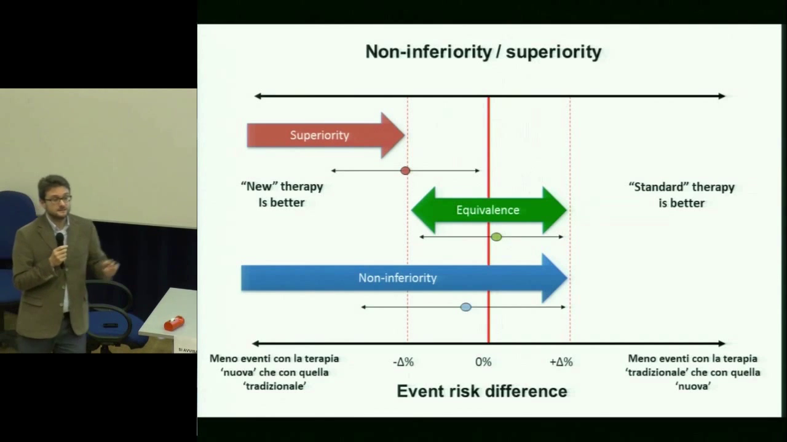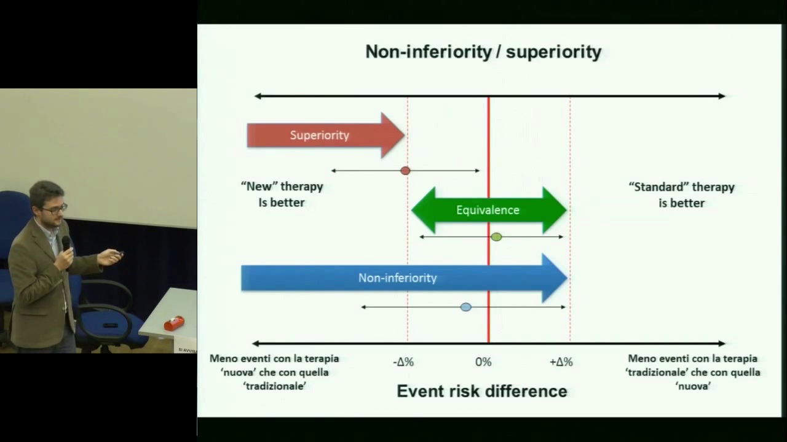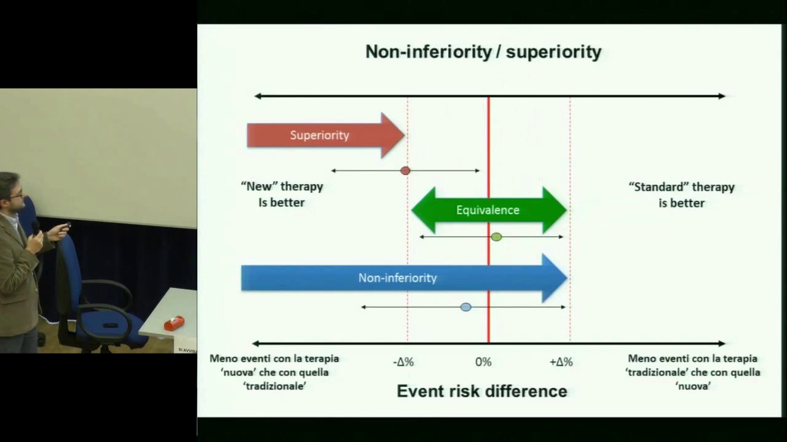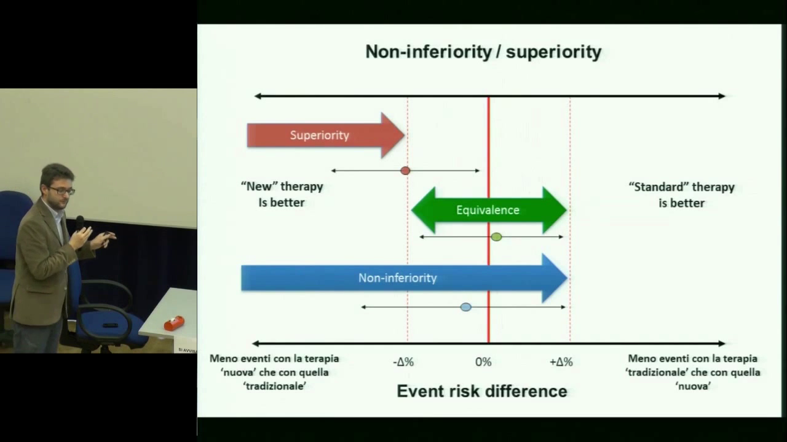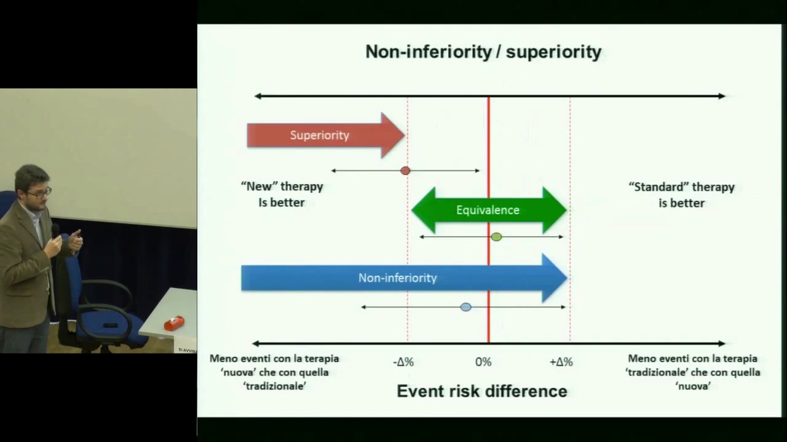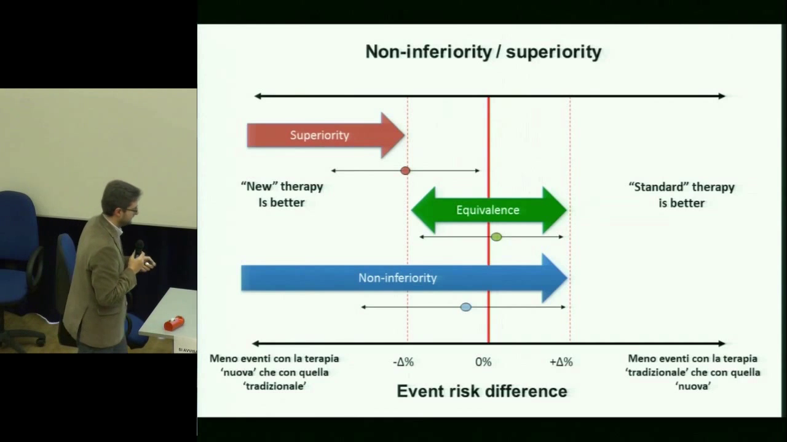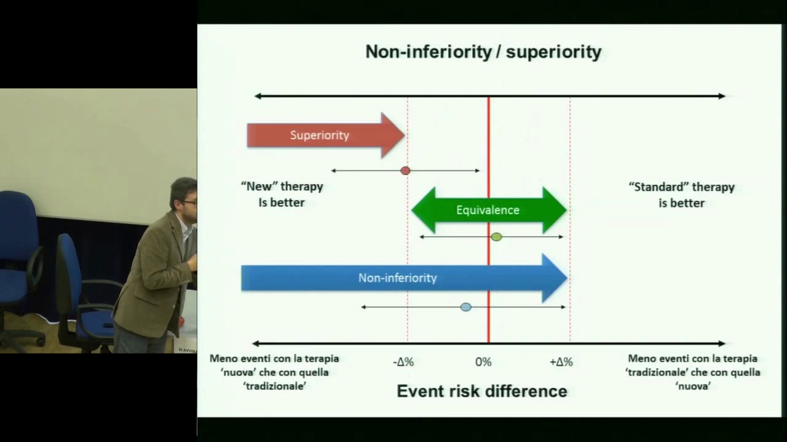The sample size decreases because I need many, many patients to demonstrate that this is better. Okay, I have to reduce the width of the confidence interval to be all to the left. In that case, I can also have a wide confidence interval, and I can say it with a minor number of patients. So that's the advantage of performing a non-inferiority trial: less time, less money, fewer patients included.